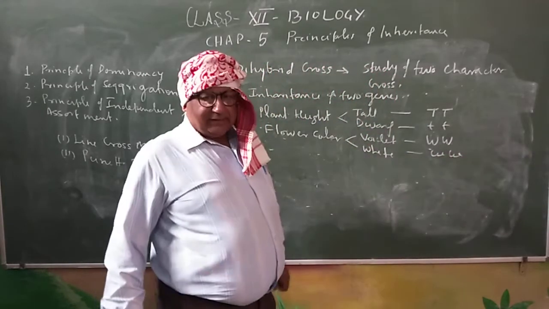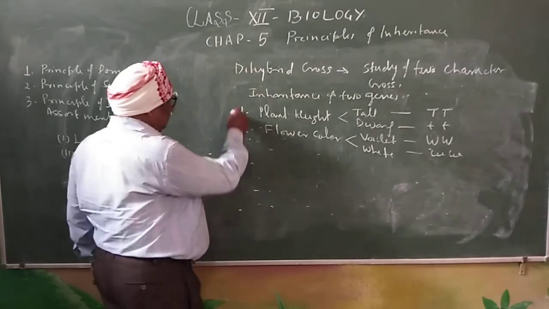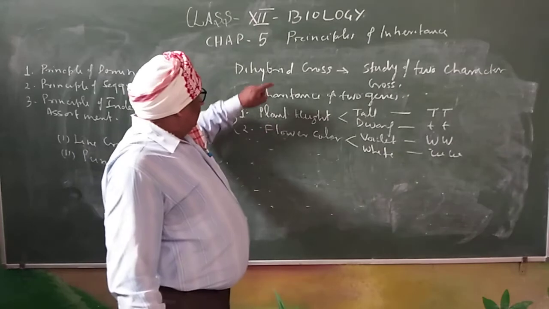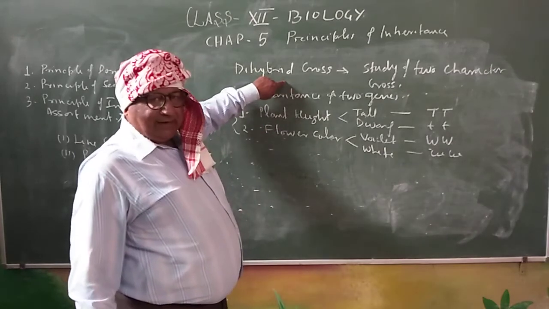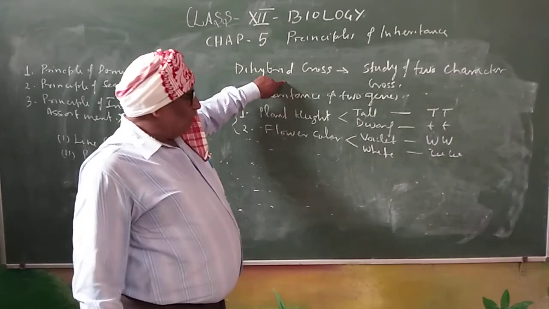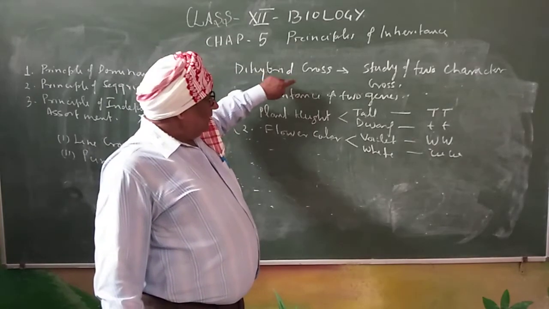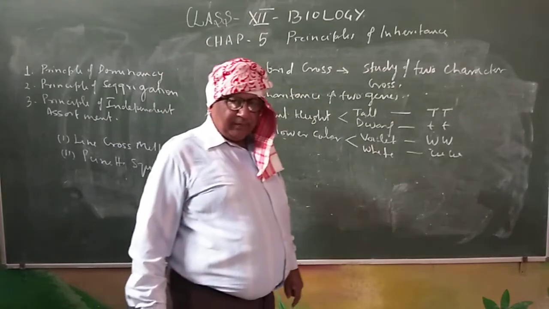In this way we can represent the characters. So these two characters we are going to study together. This phenomenon is called dihybrid cross. What conclusion we could draw from dihybrid cross? Just we will see to have a cross first.